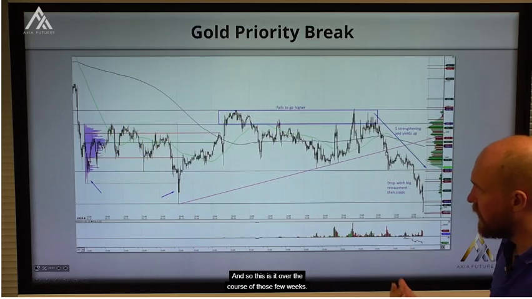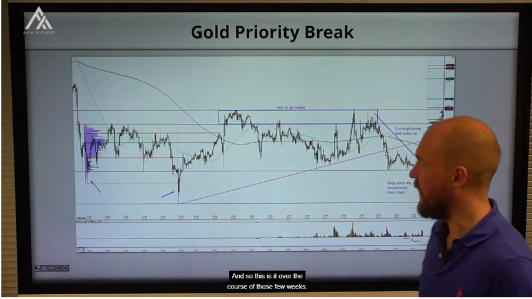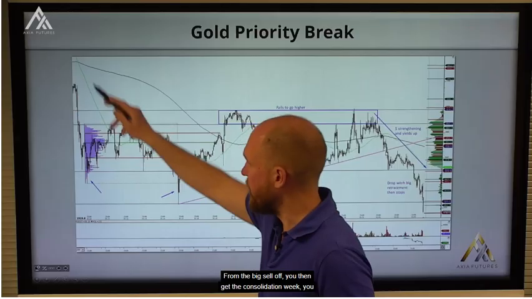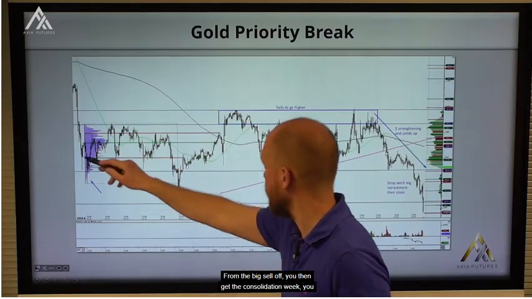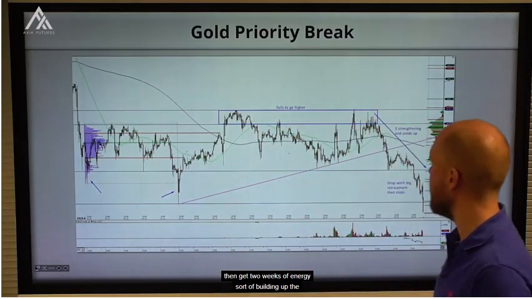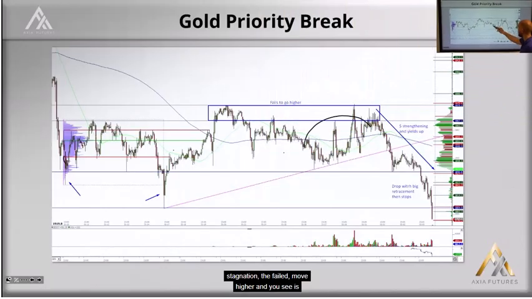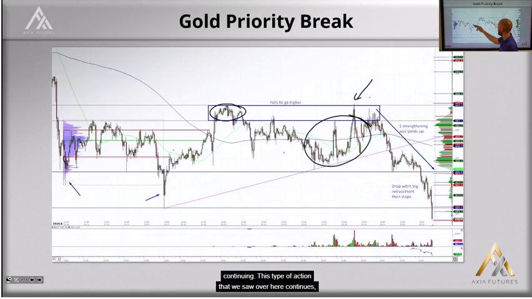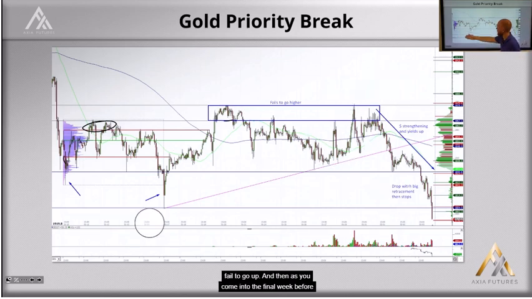And so this is it over the course of those few weeks. From the big sell-off, you then get the consolidation week. You then get 2 weeks of energy sort of building up, the stagnation, the failed move higher. And you see it's continuing. This type of action that we saw over here continues, fail to go up. And then as you come into the final week before the break, you then start to see a little bit more of a directional week.